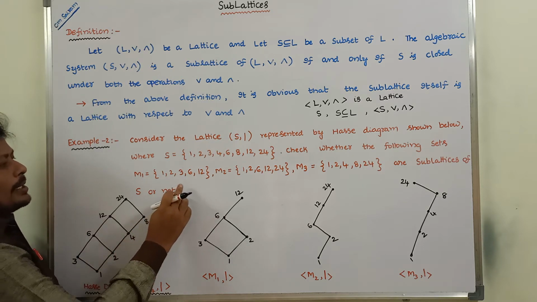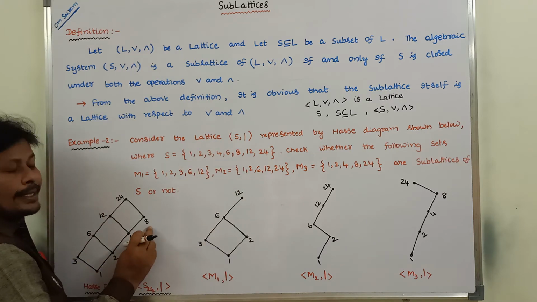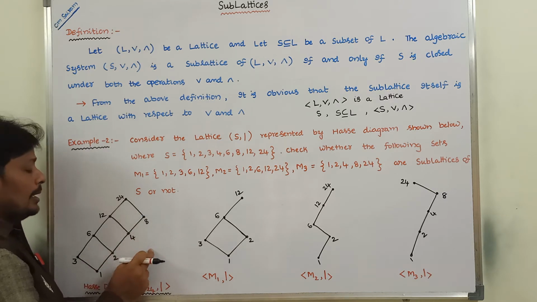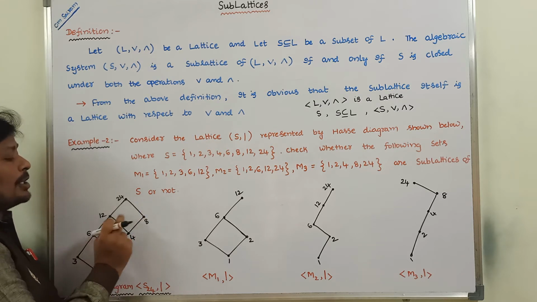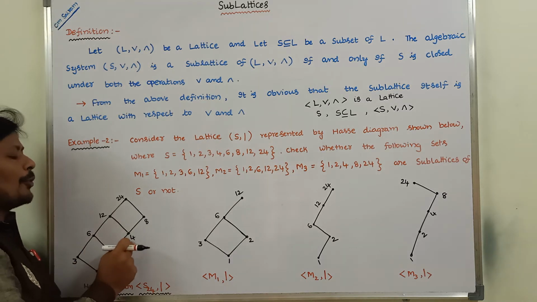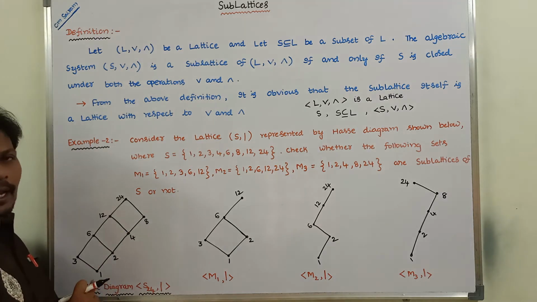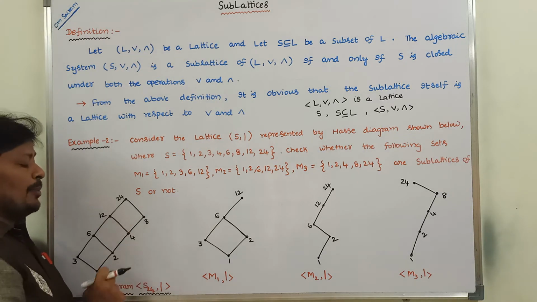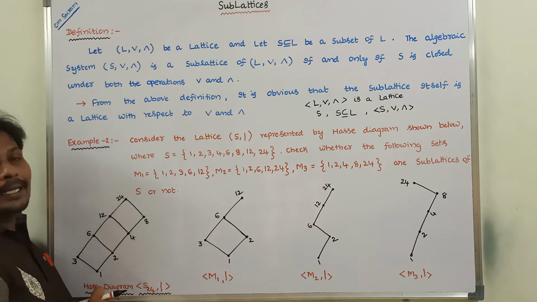Next element is 8. 4 divides 8, so we draw the edge between 4 and 8. 6 does not divide 8, so we do not draw the edge between 6 and 8. 2 divides 4 and 4 divides 8, so according to the transitive property 2 also divides 8, and we do not draw the direct edge between 2 and 8.